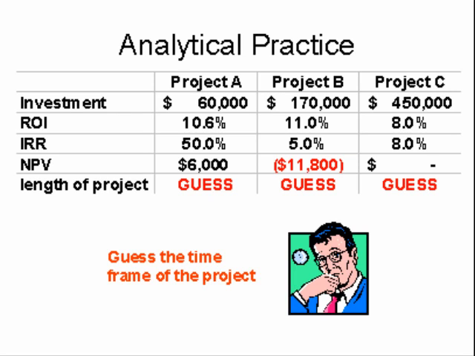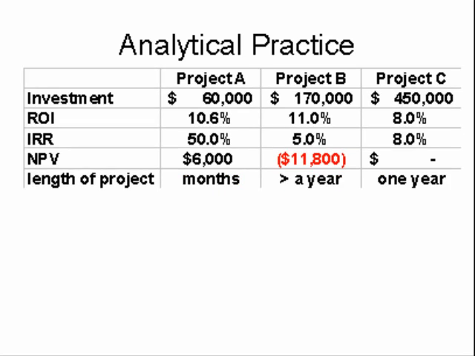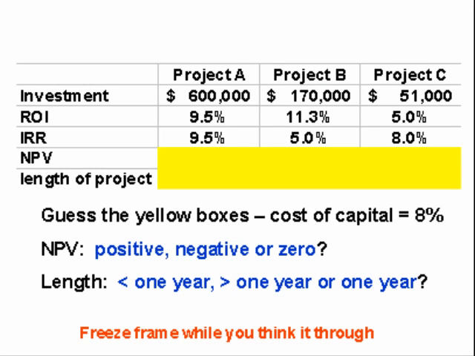What do you think? If you're earning 50% per year and the project's only earning 10%, you can do it 5 times a year, right? To get that 50%. Or the project is 11% and it's 5% per year, it probably took you more like 2 years, or at least over a year to earn it. And for the last one, you're earning 8% a year, the project earns 8%, the project must be exactly a year long. Let's try another one.